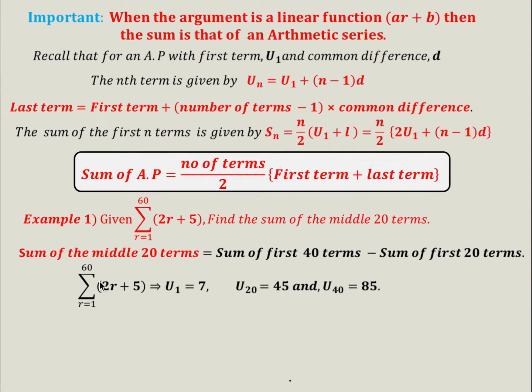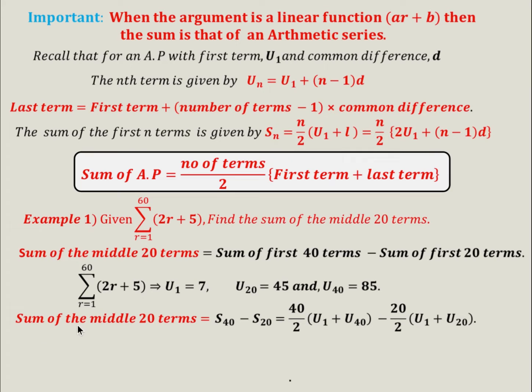So we use the sigma notation then to evaluate the first term, which will be obtained when r equals 1. When you substitute r equals 1 in the summand, you get 2 into 1 plus 5, which gives u1 as 7. We also need the last term in the first 20 terms, which will be obtained by substituting r equals 20 in the summand to have 2 times 20 plus 5, which gives 45. We also need the last term in the first 40 terms, which will be obtained by substituting r equals 40 in the summand, which would give 2 into 40 plus 5, which gives 85.